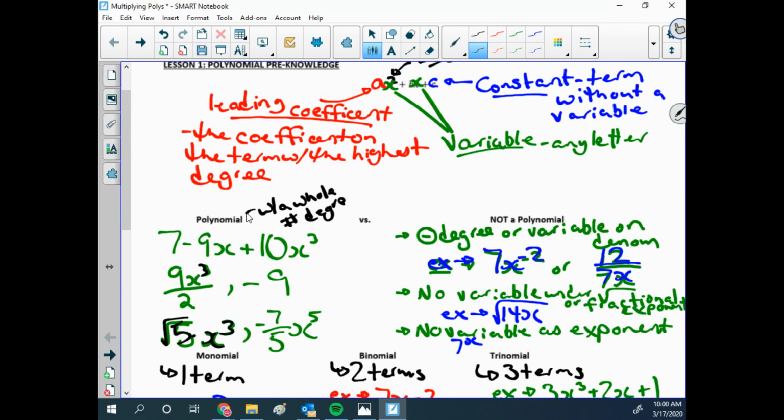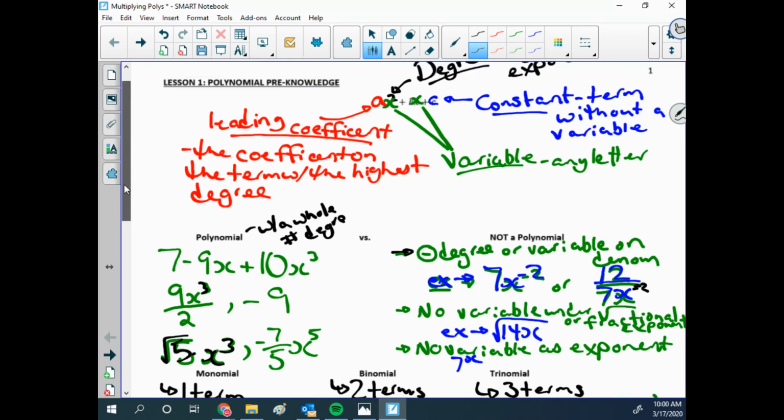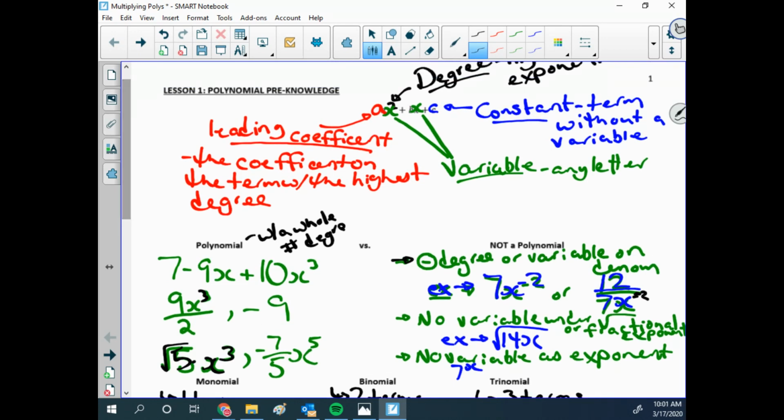Things that aren't considered polynomials are things like over here where I have a negative degree, which is when the exponent is on the denominator. Also, if it's not a whole number, so if your exponent was like 2.5 or 3/5, those don't count as polynomials.